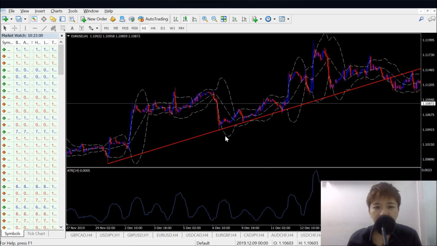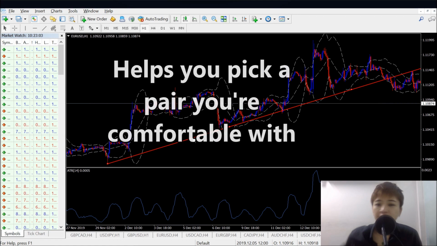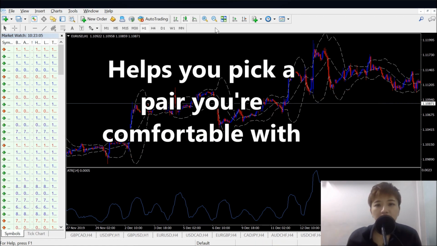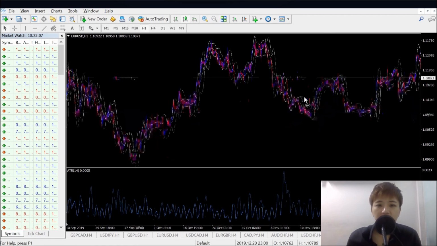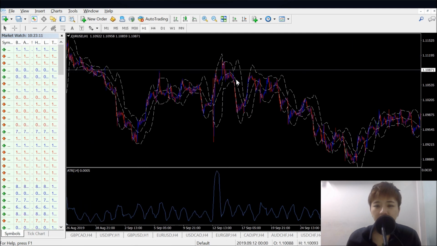Another use of Bollinger Band is to help you pick a currency pair that you are comfortable trading. So what you can do is zoom out a little bit and then test different currencies, which one tends to have a wider band most of the time.